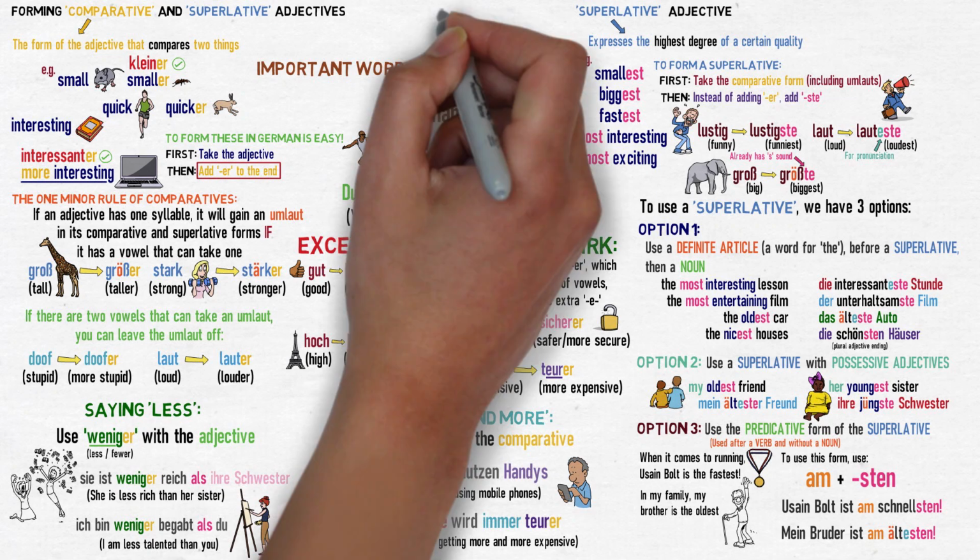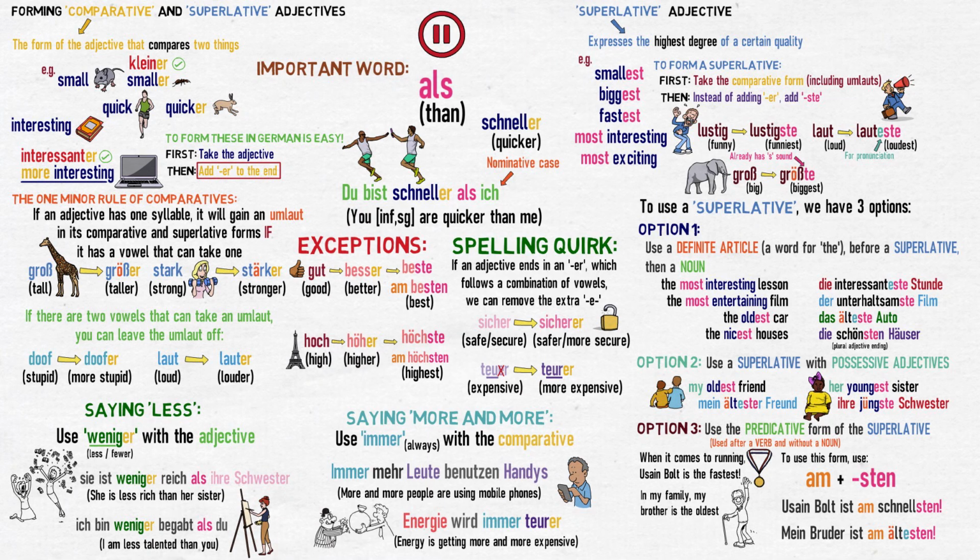It's a good idea to pause the video now to remind yourself how adding er to adjectives usually forms the comparative form, when to add an umlaut, the word als, which means than, and how to create a superlative by adding ste or forming a predicative with am and sten.